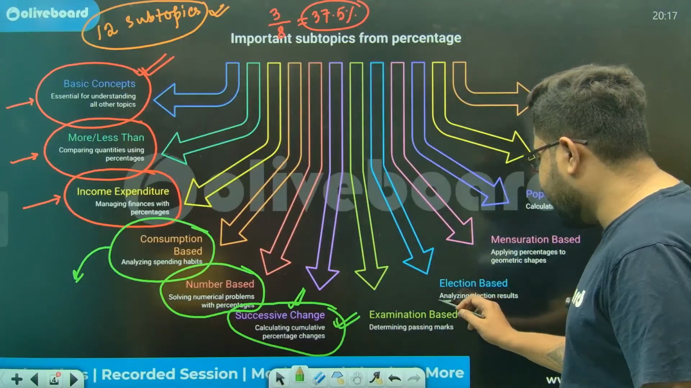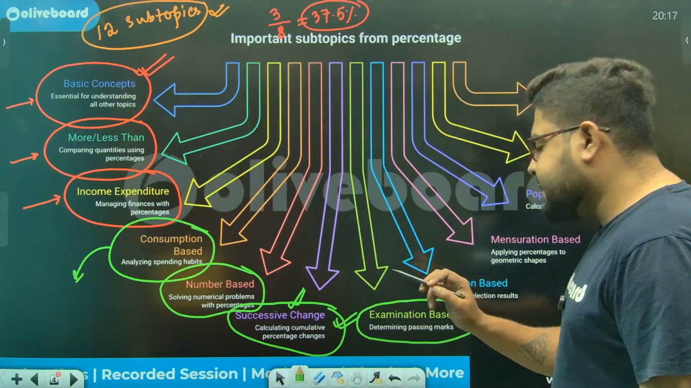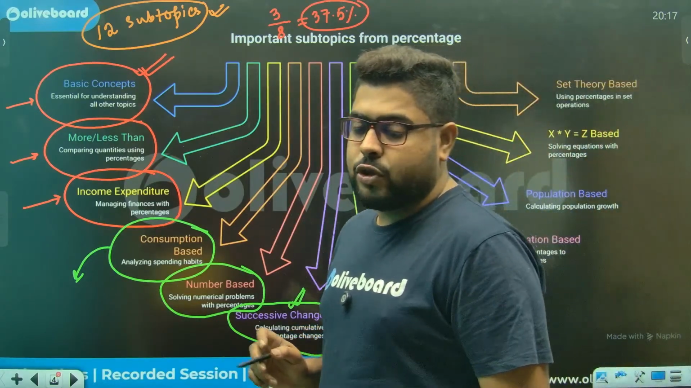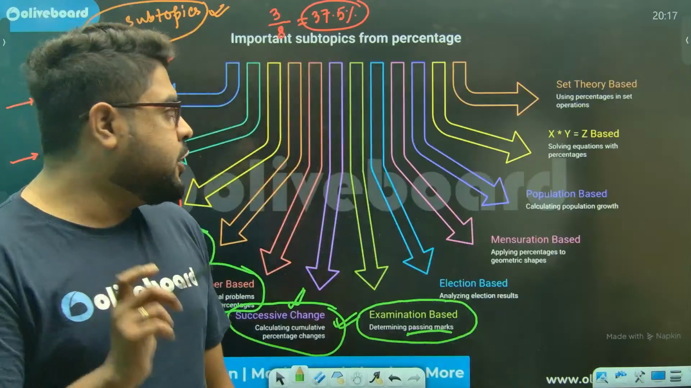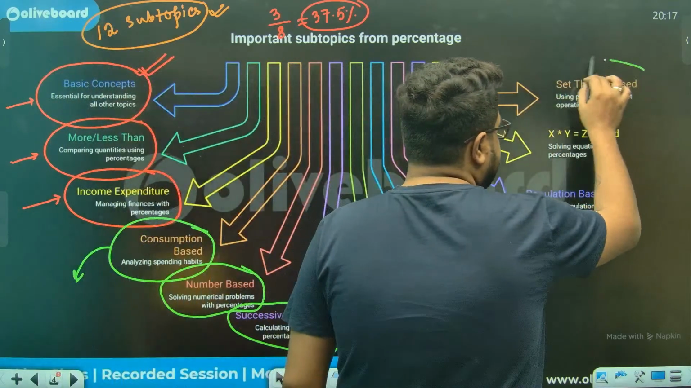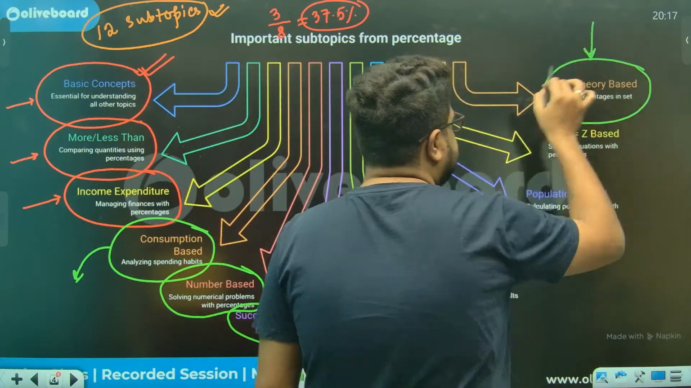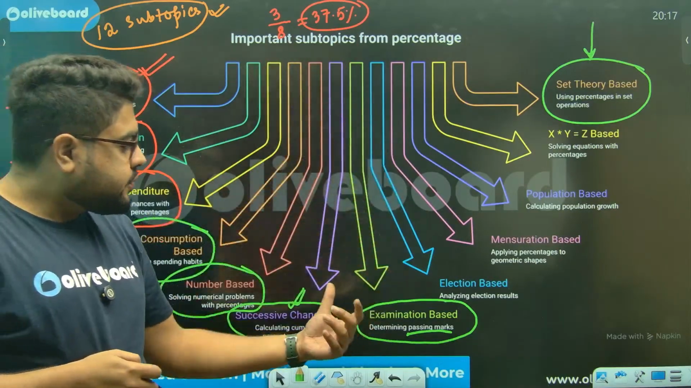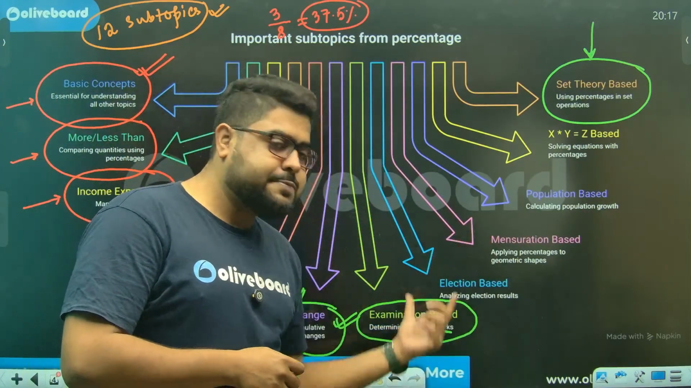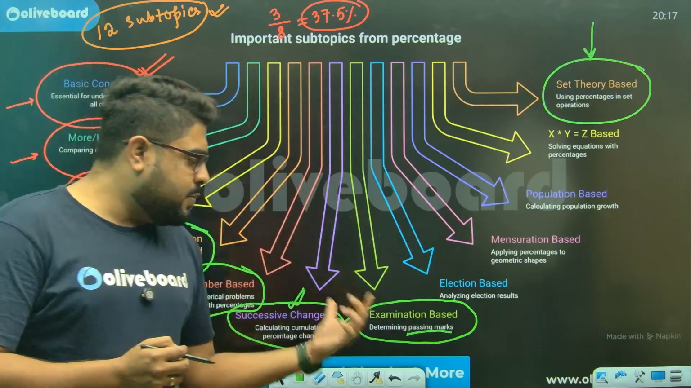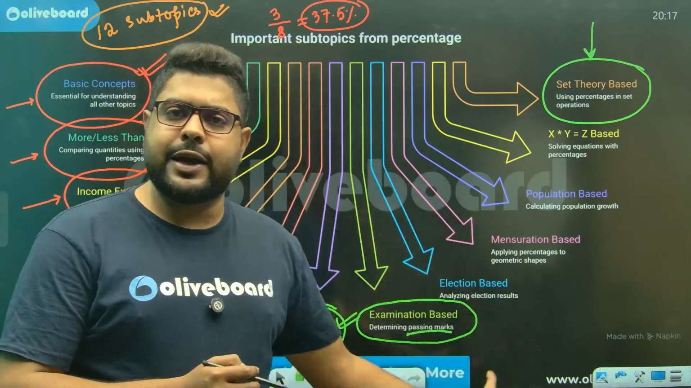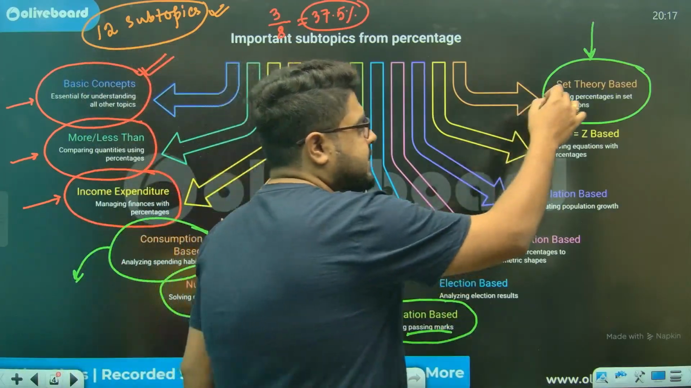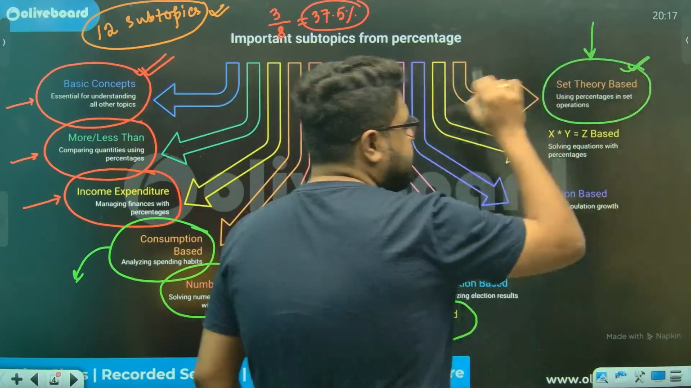Next, sir, examination based. Sir, examination, I am going for the passing marks type here, not the other type. There is another type which we'll discuss in set theory based. This is also one of examination. Sometimes people get confused. Set theory is different. Examination is always passing marks. So almost every year in a couple of shifts you get a question from here. So again, very important.